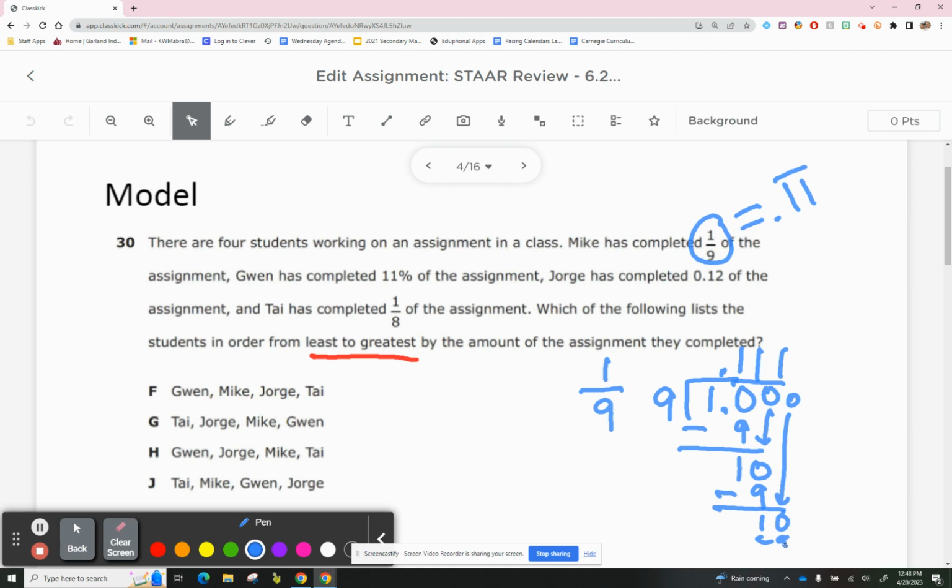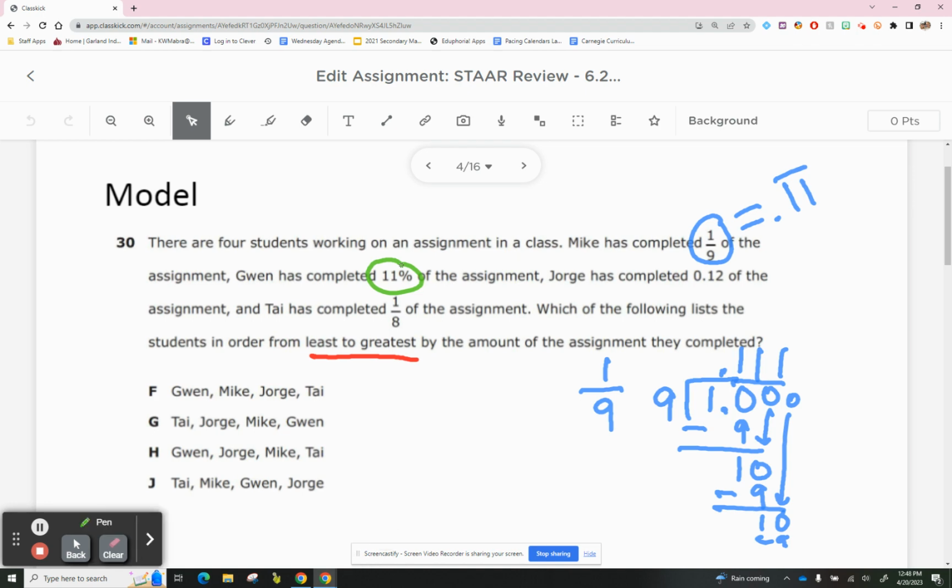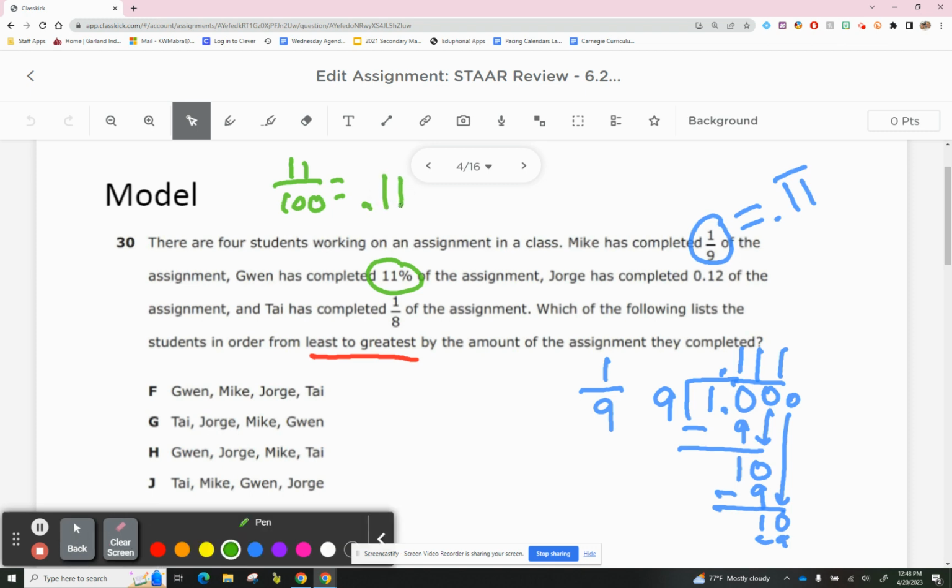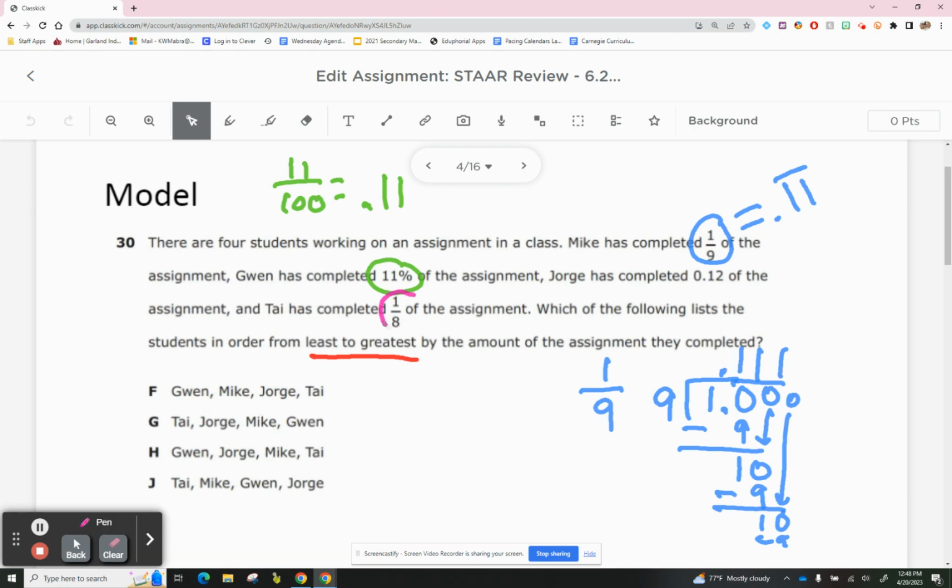Okay, another number that I'm going to make into a decimal is going to be 11%. Well, percent is always out of 100. So we're going to put that as 11 over 100. And once you have it over 100, you know that you can make it into a decimal because you say that number as 11 hundredths. And we would write it exactly the way that we say it. All right, and the last one, let's go with 1/8.